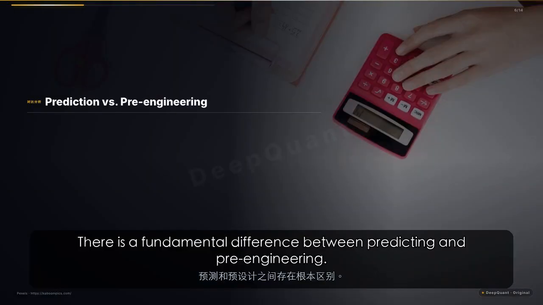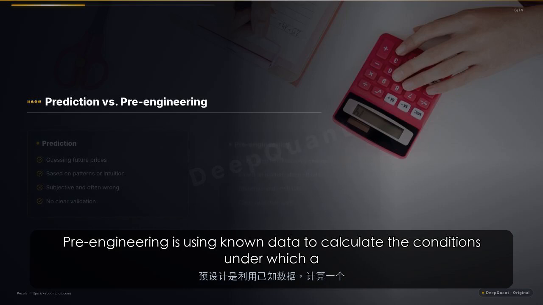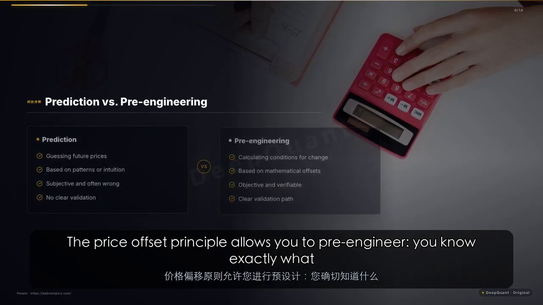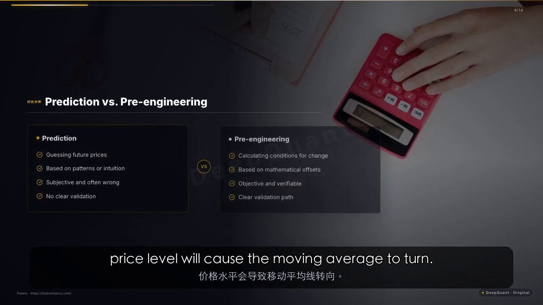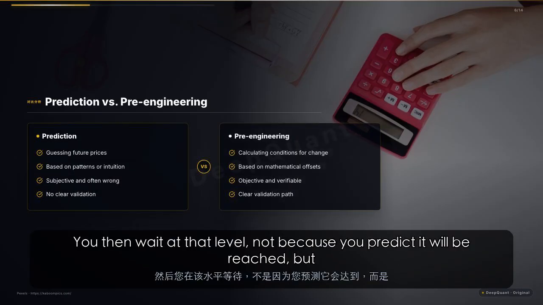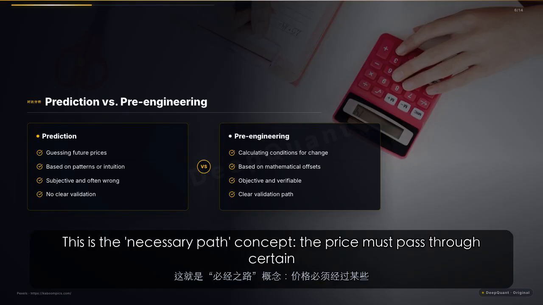There is a fundamental difference between predicting and pre-engineering. Prediction is guessing the future based on patterns or intuition. Pre-engineering is using known data to calculate the conditions under which a trend will change. The price offset principle allows you to pre-engineer. You know exactly what price level will cause the moving average to turn. You then wait at that level, not because you predict it will be reached, but because if it is, you are ready. This is the necessary path concept.